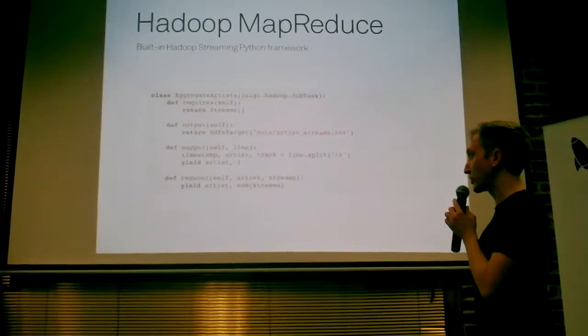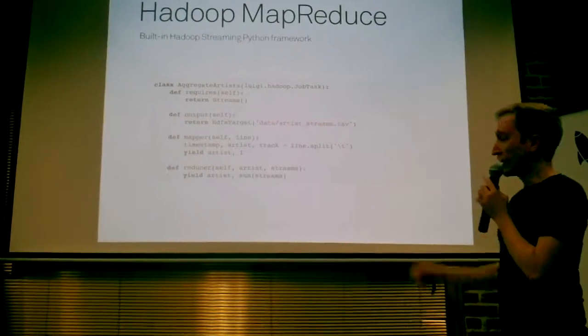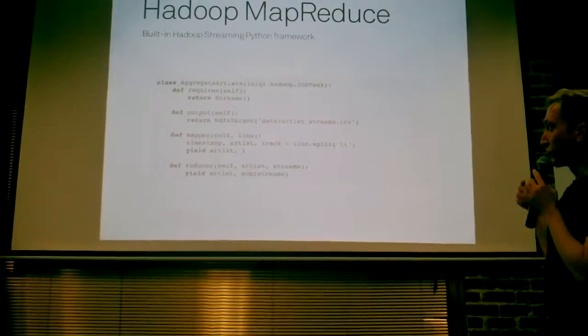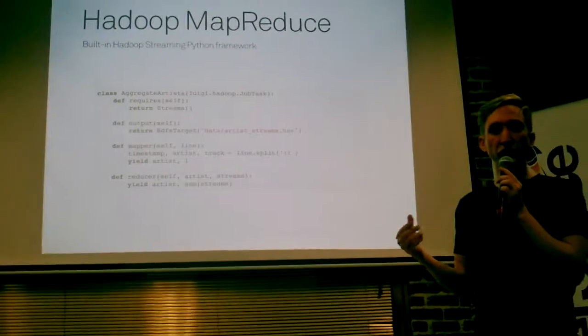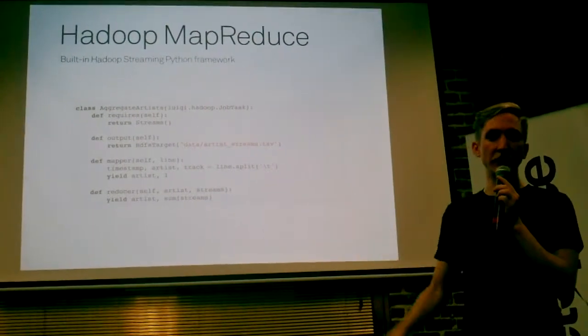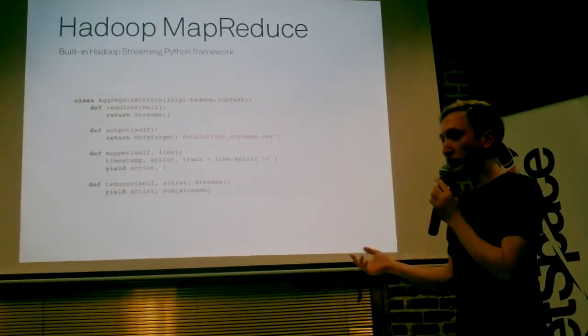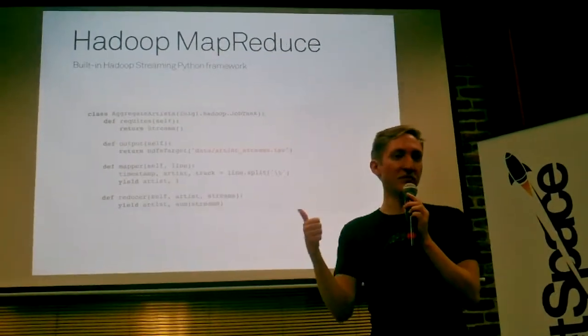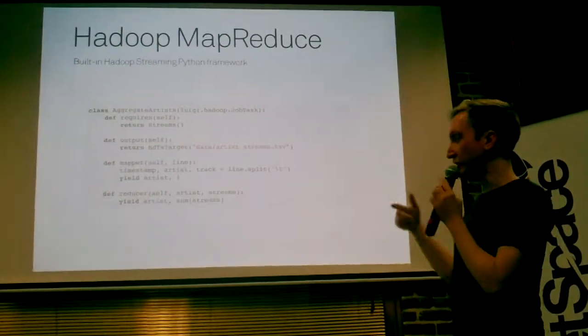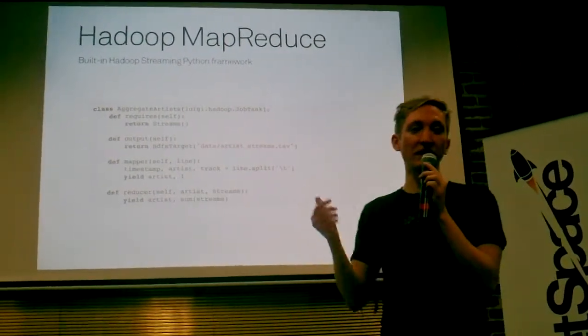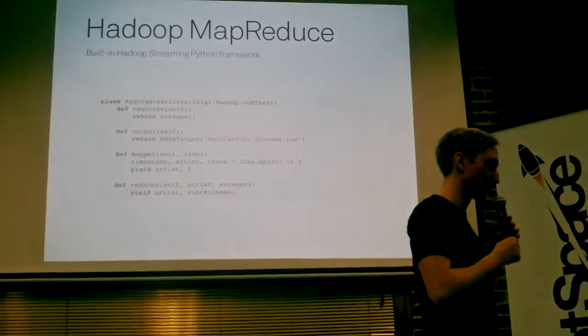So in the mapper, in this case, we would just extract the artist, and for every line in the input, we take the artist and say there is one stream for this artist. And then in the reducer, we will get all of these one streams in for every artist, and we just output the sum of the streams as the total amount of streams for that artist.